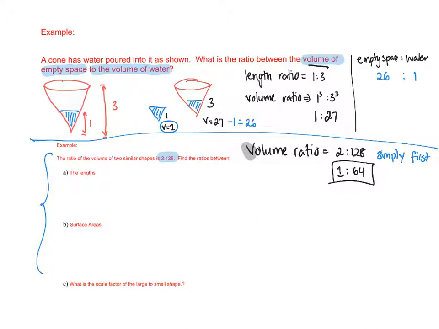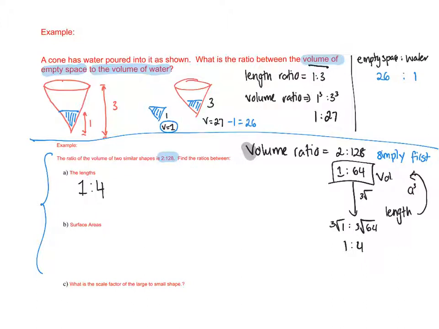So now we want to go from the volume, this is volume, we want to go backwards to the length. So remember when we went this way, didn't we cube it? So if we go backwards, we want to cube root it. If you do the cube root of 1 and the cube root of 64, you'll find that it's 1 to 4. So we've found the length ratio. We're going to say that is 1 to 4.